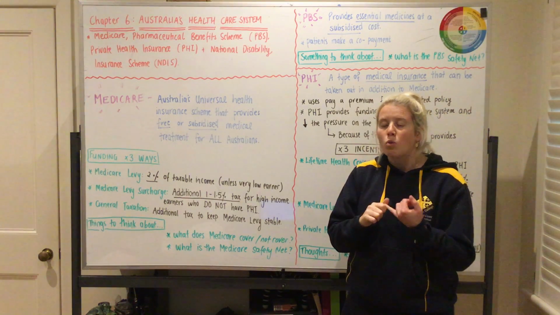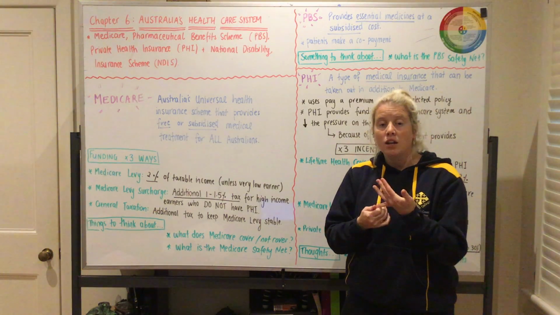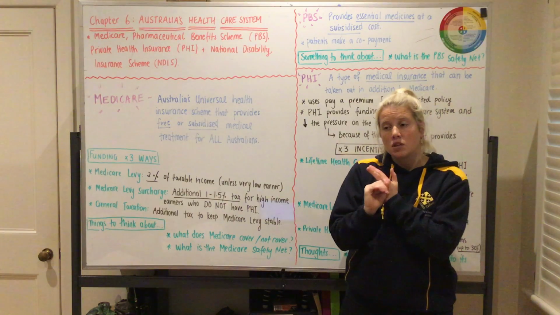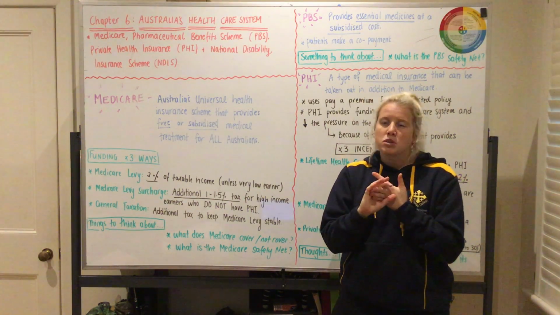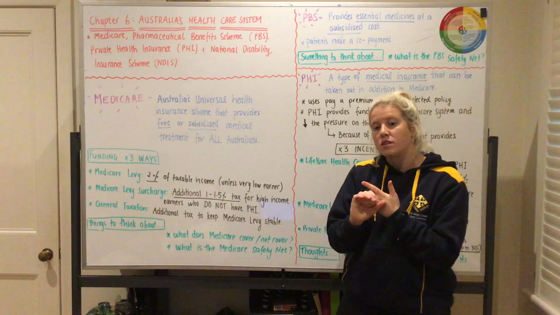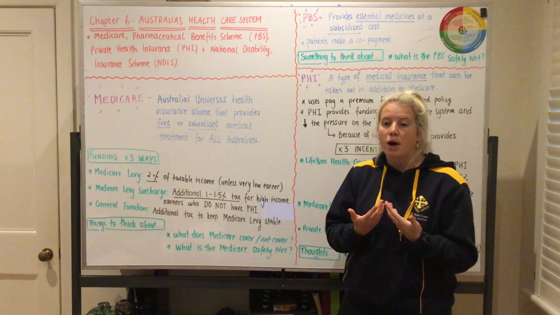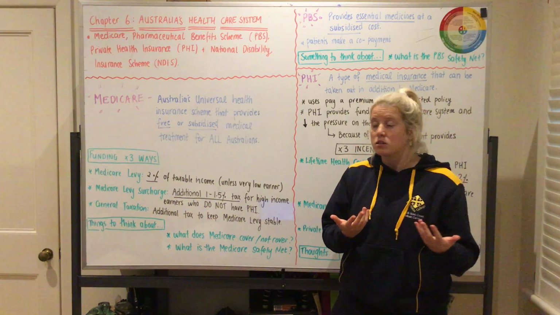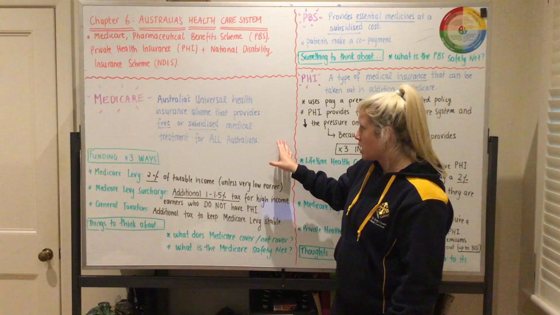We need to know what kind of services these areas of the healthcare system provide, who they're looking after in particular, and specifically we're going to look at some stats or numbers about how these areas are funded by the government or supported by payments from taxpayers. So let's have a look at the first one, which is Medicare.